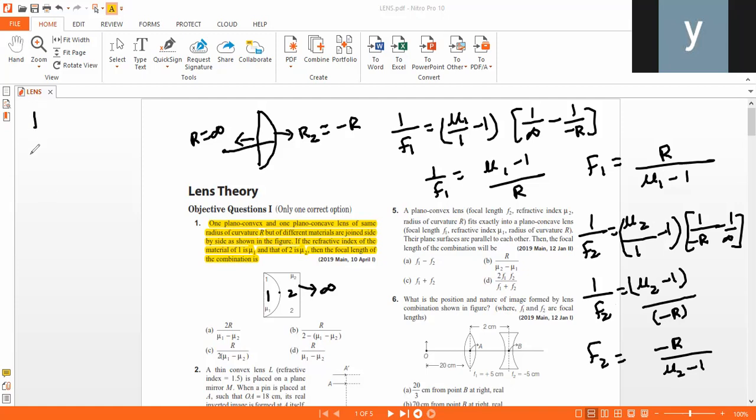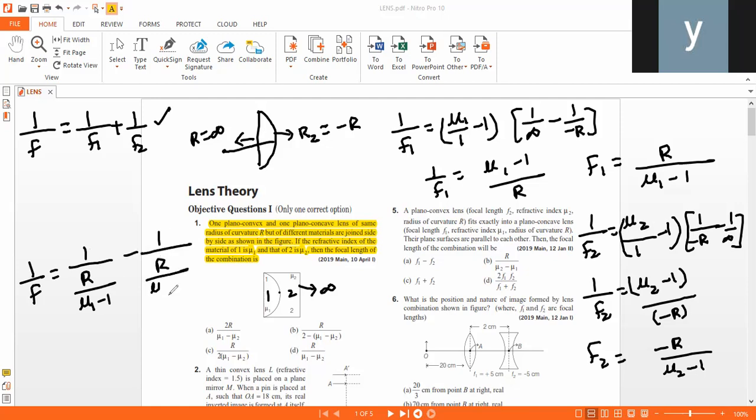1 by f is equal to 1 by f1 plus 1 by f2, because these two materials are placed in contact, not separated by a distance. They asked to find the focal length of the combination, that's why I consider this combination formula: 1 by f1 is (mu1 minus 1) by R and 1 by f2 is minus (mu2 minus 1) by R. So 1 by f is (mu1 minus mu2) by R, that is f equals R by (mu1 minus mu2). Option D.